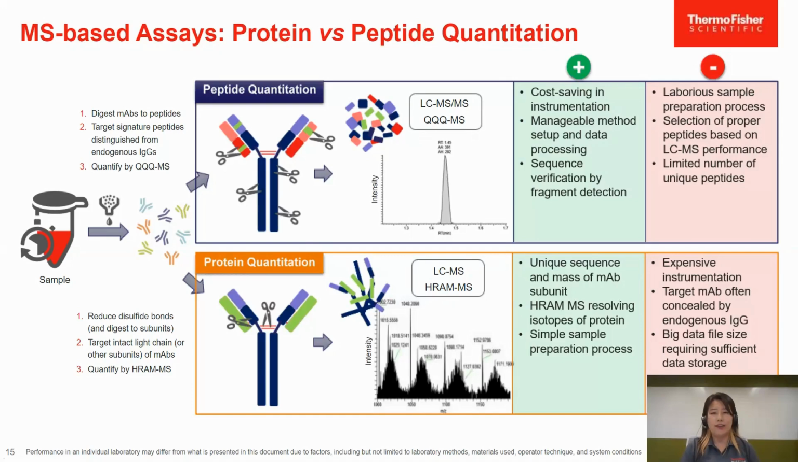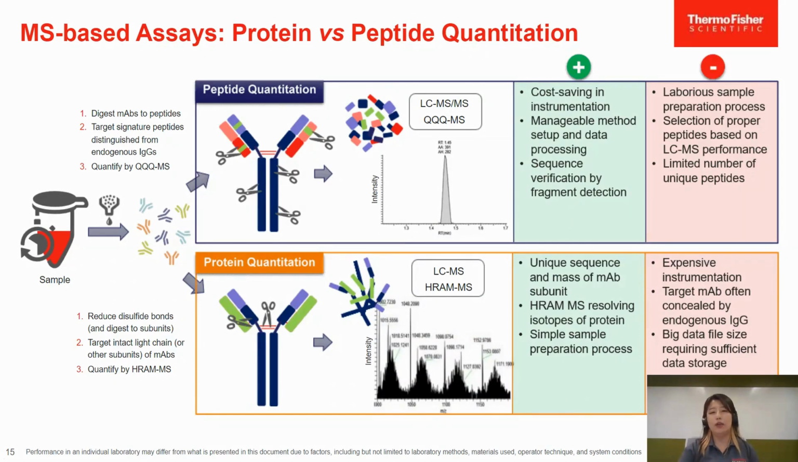Since you target a fragment of your targets, you can also do the sequence verification. However, peptide quantitation requires laborious sample preparation processes, often overnight incubation. You also want to make sure to select the proper peptides based on the LC-MS performance. For example, some mAbs have a very limited number of unique peptides, like 100% fully human antibodies.